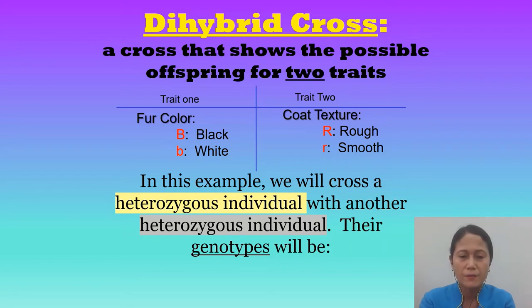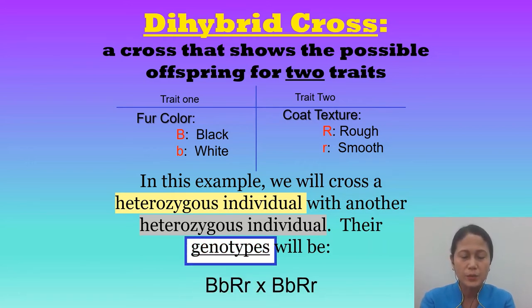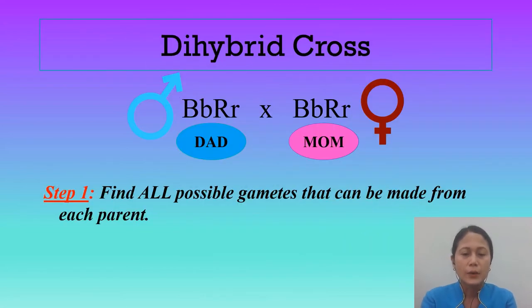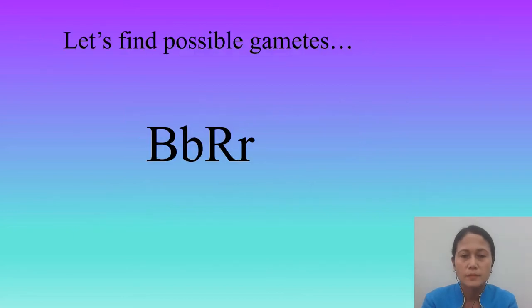So in this case, we have fur color, dominant is black, and recessive is white. And a coat texture, the dominant is rough, and the smooth is the recessive. So the genotypes will be, you have one big B, one small B, one big R, and one small R for both parents. Okay, so remember, these are the genotypes. Now, in dihybrid cross, we represent here one for dad and another one is for mom. So for step one, find all possible gametes that can be made from each parent.